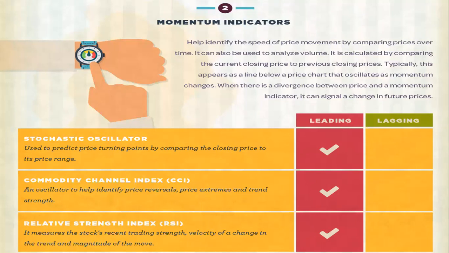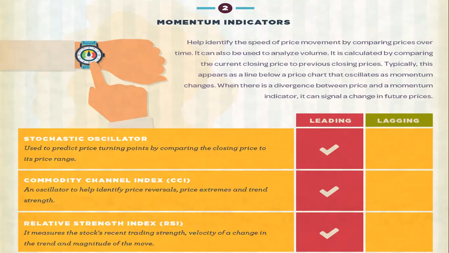Let me take it again. Momentum indicators help identify the speed of price movements by comparing prices over time. It can also be used to analyze volume. It is calculated by comparing the current closing price to previous closing prices. Typically, this appears as a line below a price chart that oscillates as momentum changes. When there is a divergence between price and momentum indicators, it can signal a change in future prices. So that's what momentum indicators do.